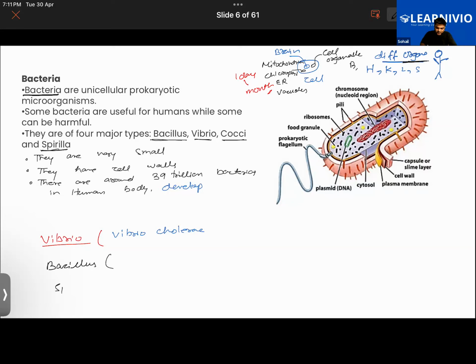What about spirilla and cocci shaped? See, for the bacillus, you had the example of E. coli. Getting it? For spirilla, it's Borrelia. Repeat again. Borrelia. For spirilla shaped bacteria, that is, Borrelia.